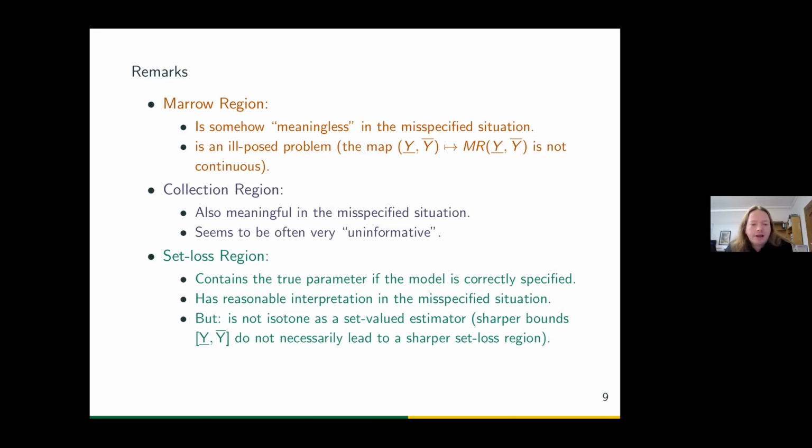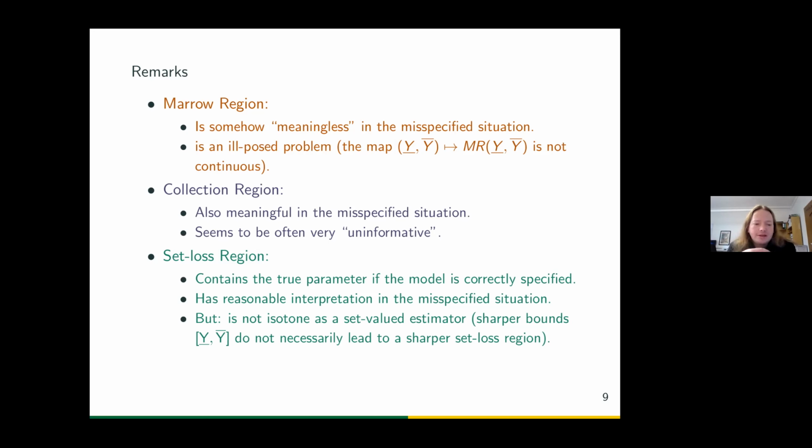Then for the settlers region, one can show, and this is the only reason why it's useful to work with the settlers region, that if the model is well specified, then the settlers region contains the true parameter. And therefore we could, with this, go back from the space of sets of parameters to the actually true parameter which we are interested in. Also in the misspecified situation, we can interpret this region, because we can say, okay, this is that region for which the predictions, the upper and the lower predictions, are closest to the observed boundaries.